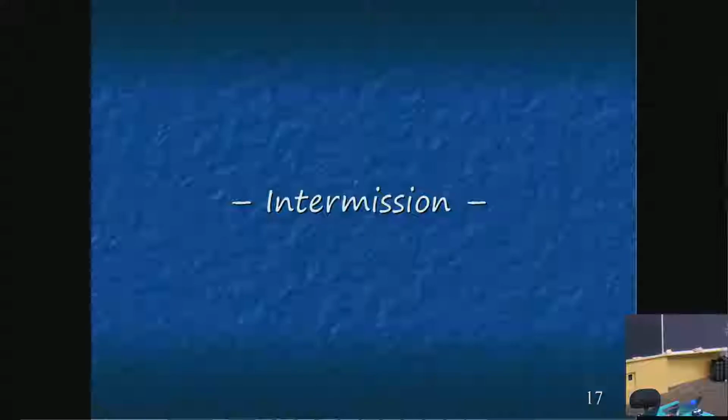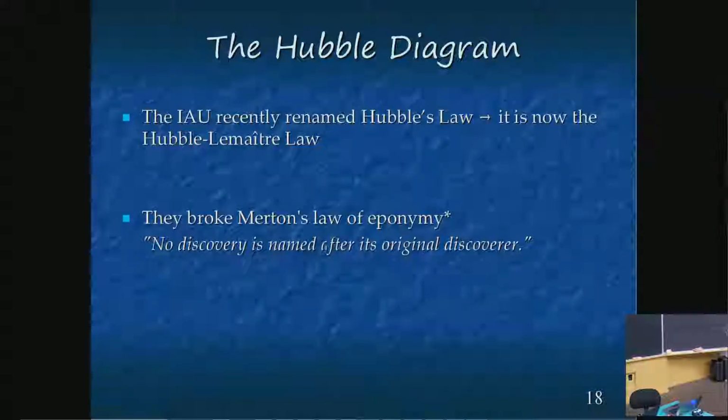So now, let's do an intermission, because 55 minutes is too much. Let's talk about something else for 10 seconds. You may be aware that the IAU just renamed the Hubble law. Now it must be called the Hubble and Matrix law. Yes, it was decided by the IAU. You have to do this.